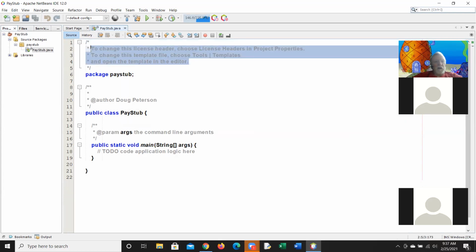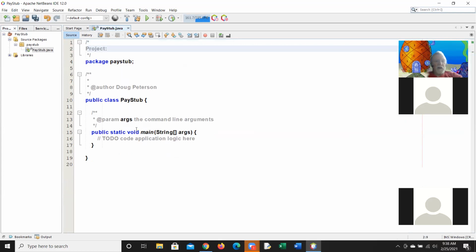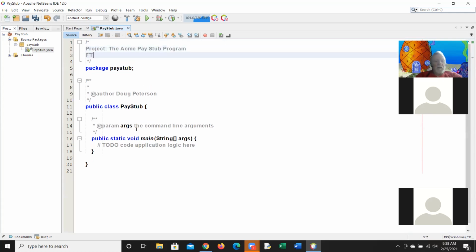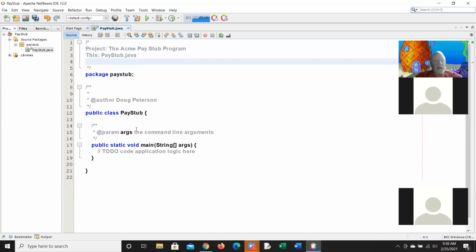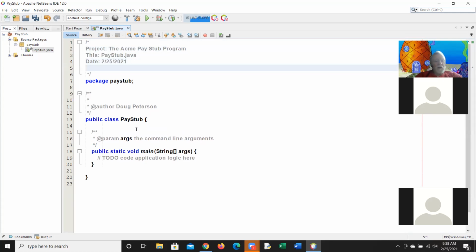And we come in here, get our internal documentation down. So we got a project here. And I'm just going to call it the Acme Pay Stub Program. And this will be the name of the file. And it's just paystub.java. And then today is, oops, I better put date in there. 2/25/2021.